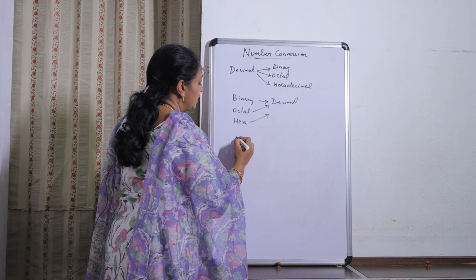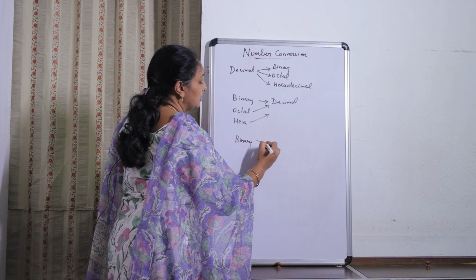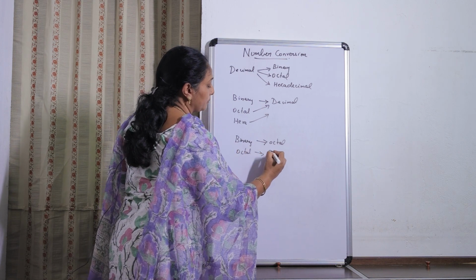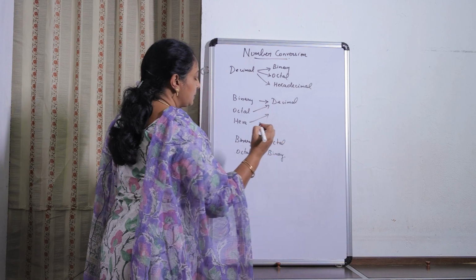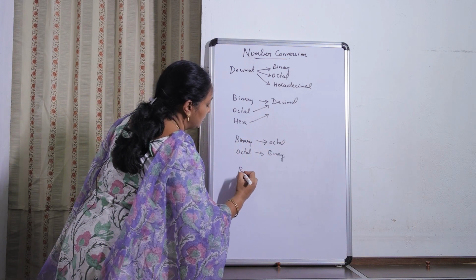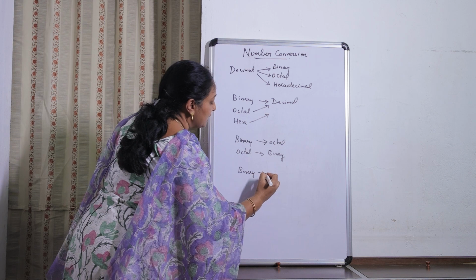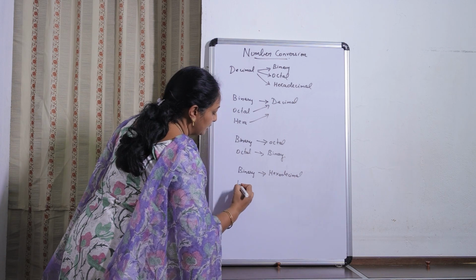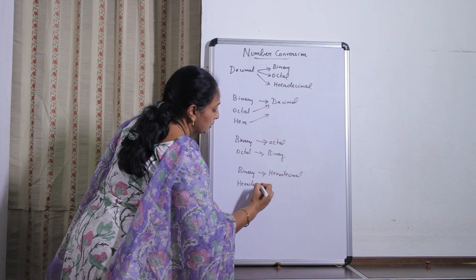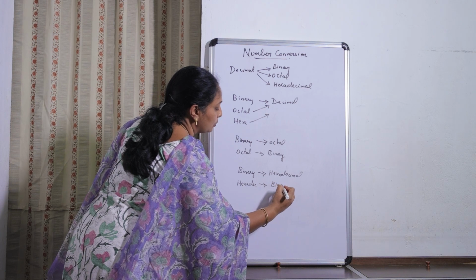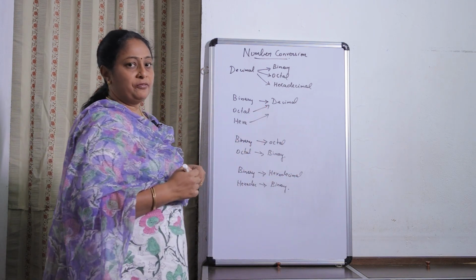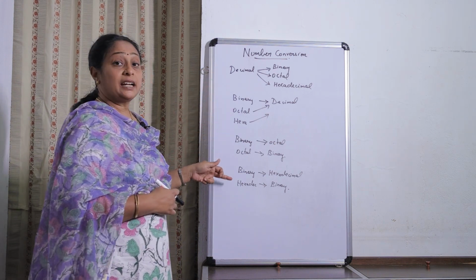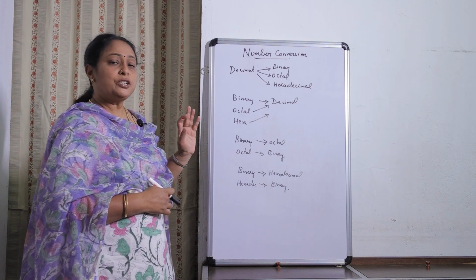Apart from this, we have binary to octal and then octal to binary. Similarly, we have binary to hexadecimal and then hexadecimal to binary. Each and every conversion is a different way. So here 3 plus 3, 6, 7, 8, 9, 10. Totally 10 conversions we have. So we should not get confused.